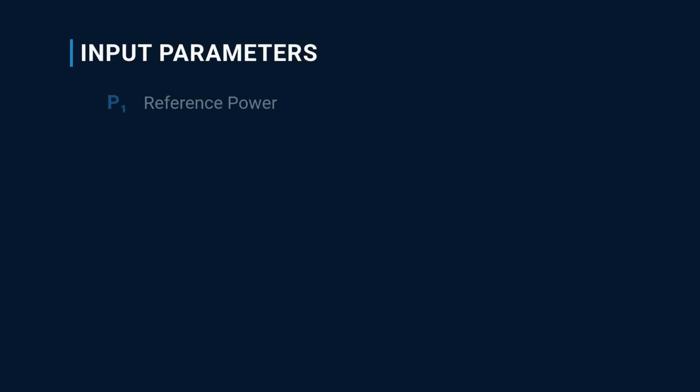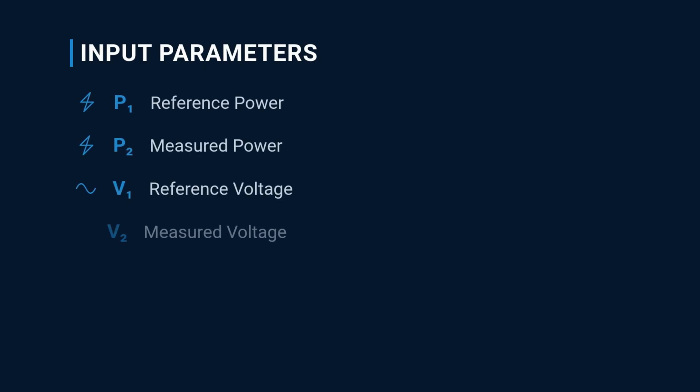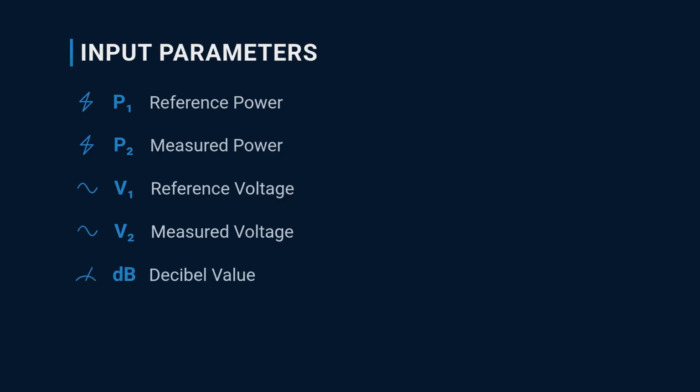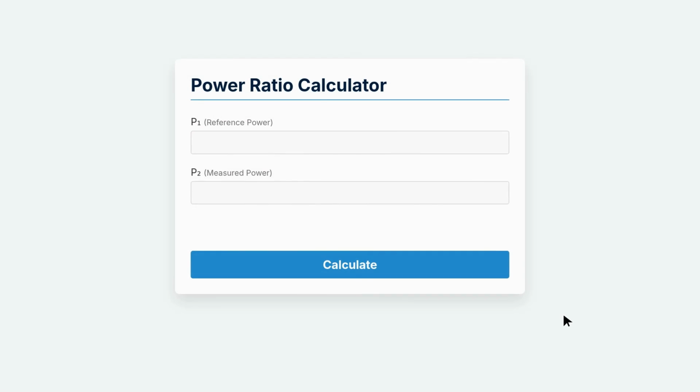The input fields include P1 reference power, P2 measured power, V1 reference voltage, V2 measured voltage, and dB value. Only the fields relevant to your selected calculation type need to be filled. Let's work through an example. I'll enter 10 for P1 reference power and 10 for P2 measured power, then click Calculate.